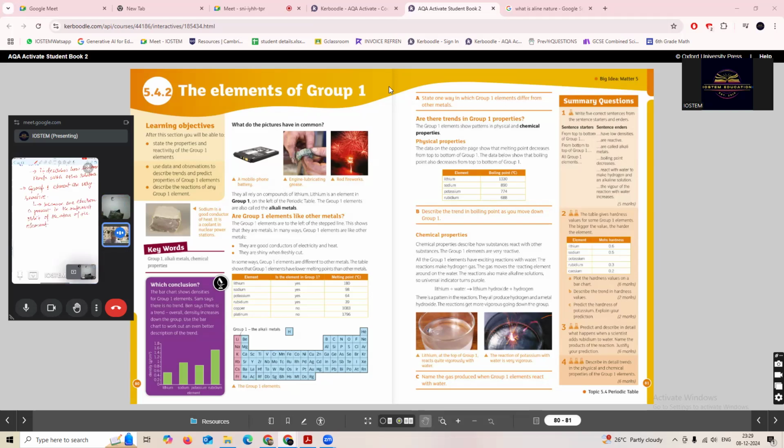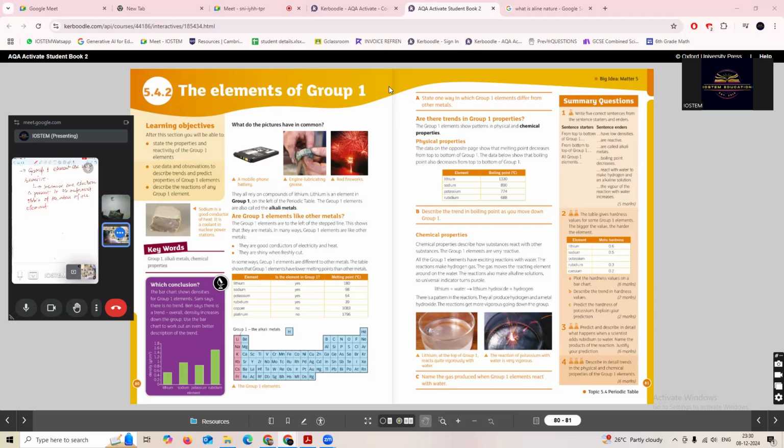Because now sometimes questions come like, what are the chemical properties of group 1? So then you can write it is very reactive. But if you write only this much, you will not get the full marks. You have to write the reason as well. What is the reason behind that? Okay, very good.